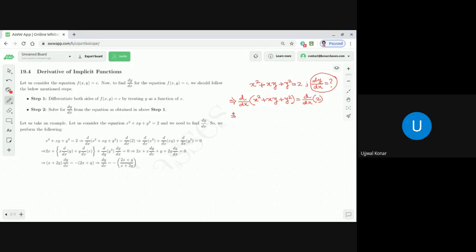So this implies what? This implies d/dx of x square. Correct, not dear students? Yeah. Plus d/dx of xy. Yeah. Plus d/dx of y square.